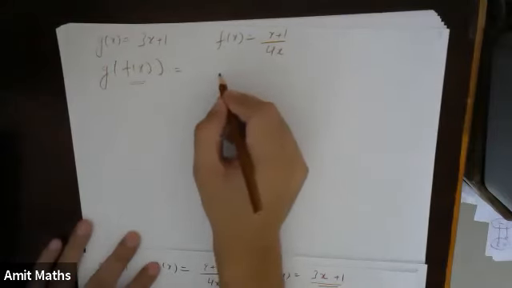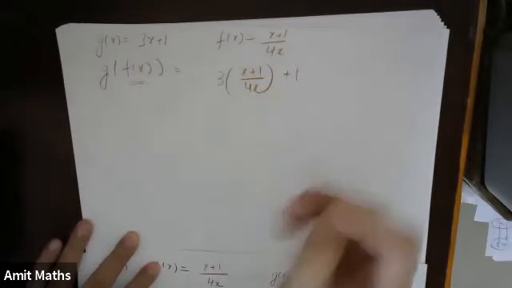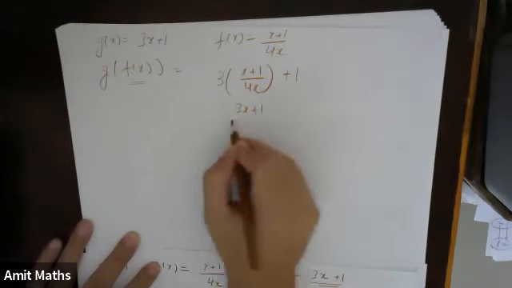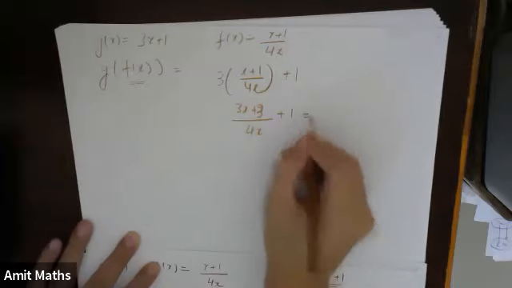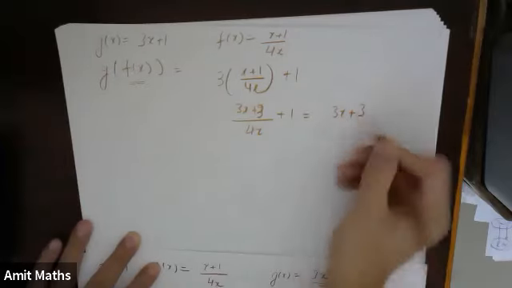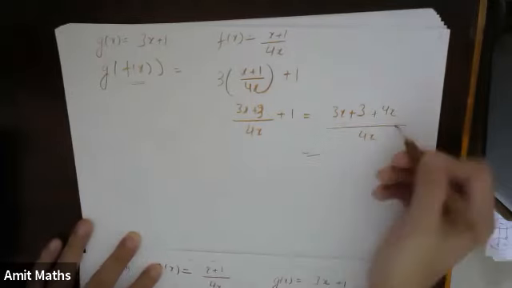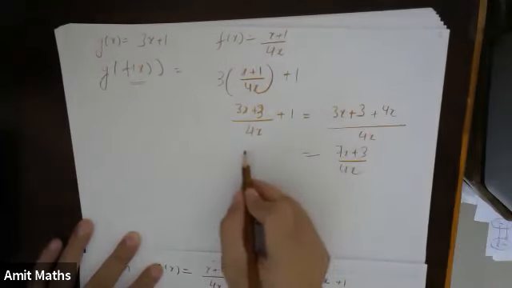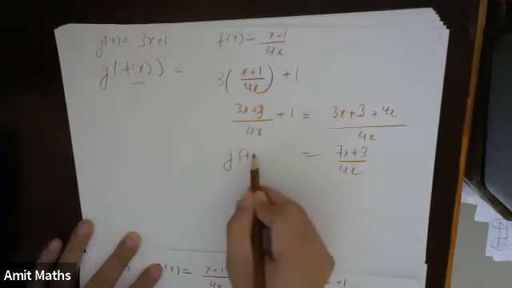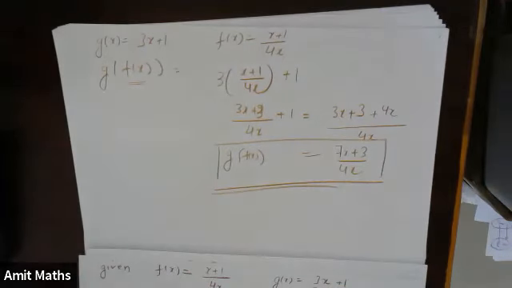So this becomes 3 into x plus 1 upon 4x, plus 1. So this becomes 3x plus 3 upon 4x, plus 1. So this becomes 3x plus 3 plus 4x upon 4x. So this becomes 3x plus 4x, 7x plus 3 upon 4x. This is g of f of x. Understood? Fine. Very good.